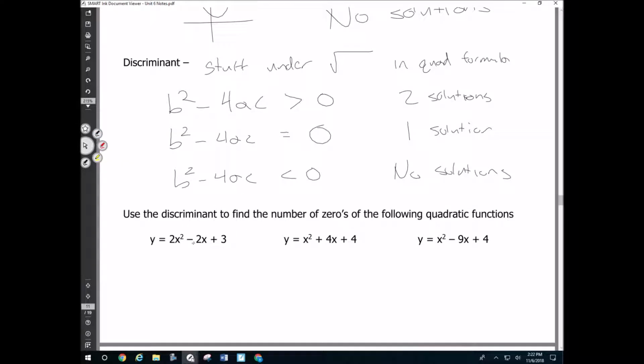So without having to factor, without having to use the entire quadratic formula, you can quickly and easily tell me if these 3 equations will have 2 zeros, 1 zero, or 0 zeros. We're trying to find the zeros.